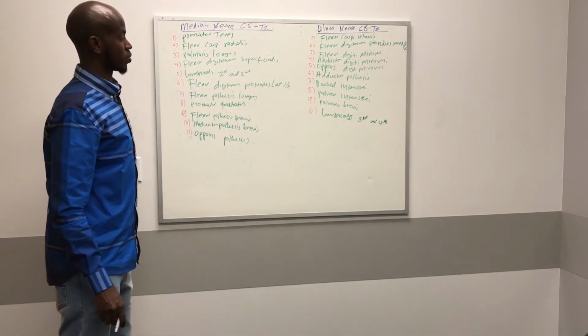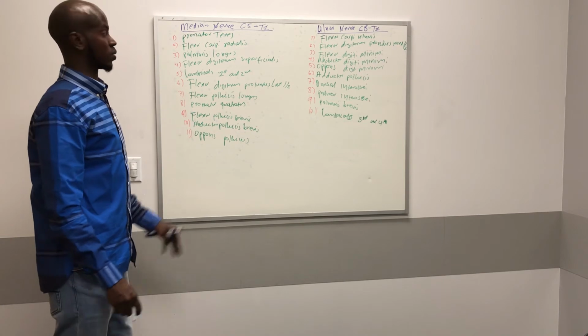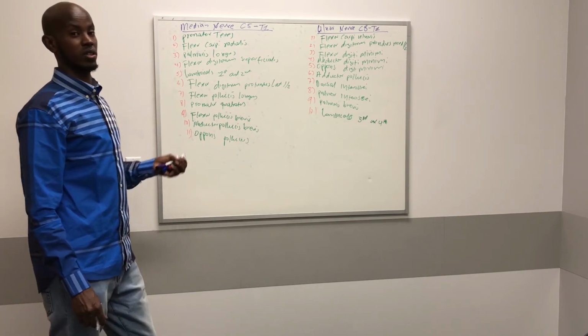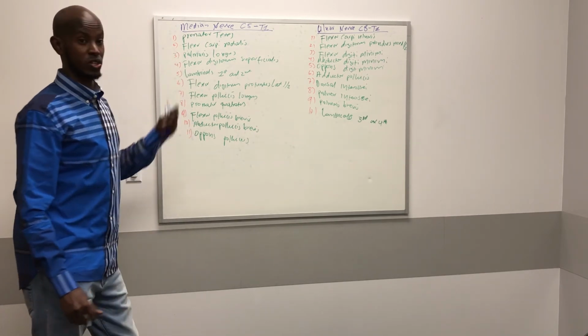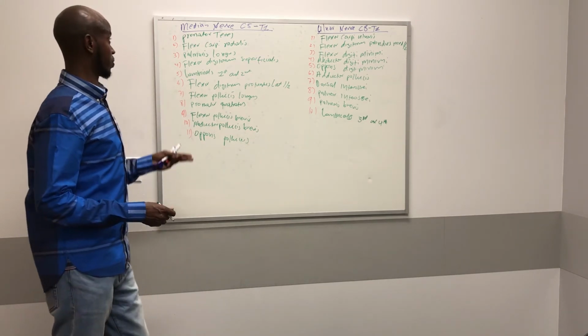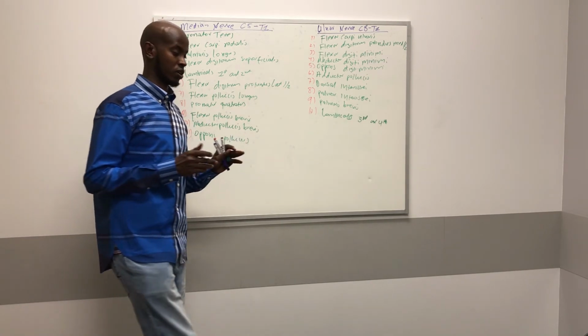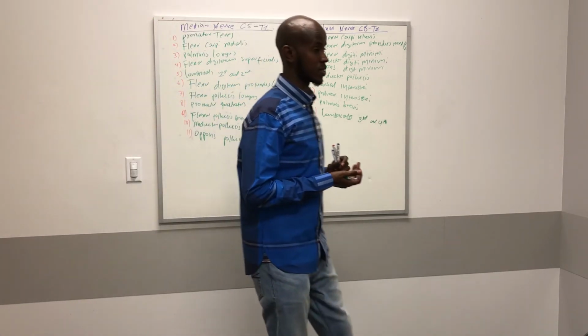So that's it for the long terminal branches of the brachial plexus: musculocutaneous nerve, I erased it already, radial nerve, median nerve, and ulnar nerve. So that's it for the general overview of the brachial plexus.